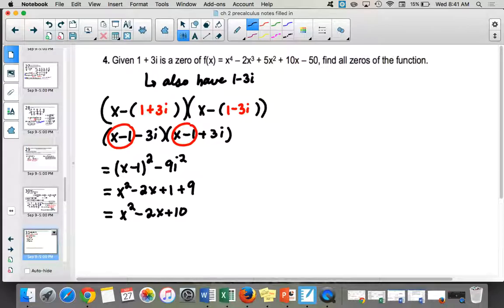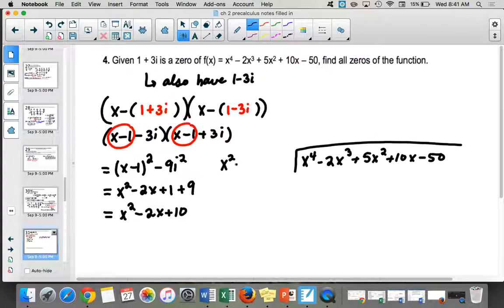So if we do our long division with that, so x to the 4th minus 2x cubed plus 5x squared plus 10x minus 50, we're going to go ahead and say, what do we multiply x squared by in order to get x to the 4th? And we do our long division now. So we're like, oh, it's going to be x squared. And then we take our x squared times everything in the divisor, and we go through our long division steps.